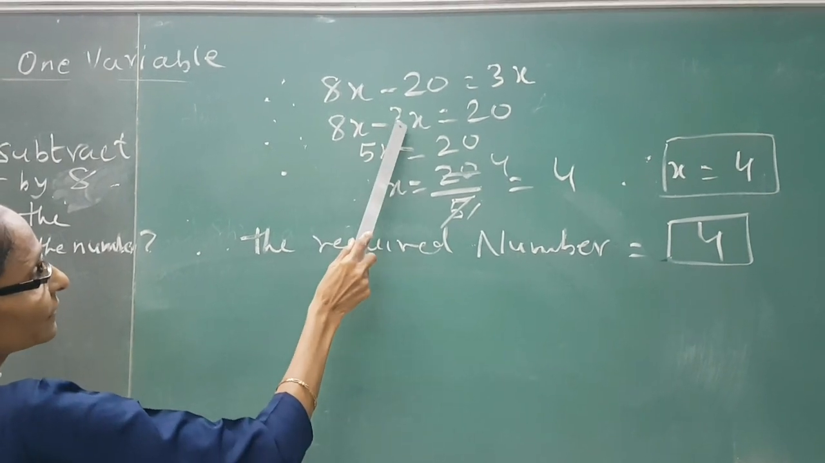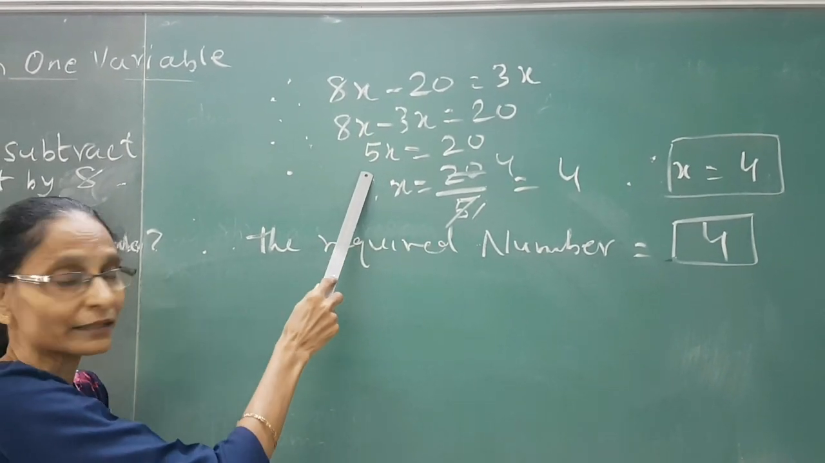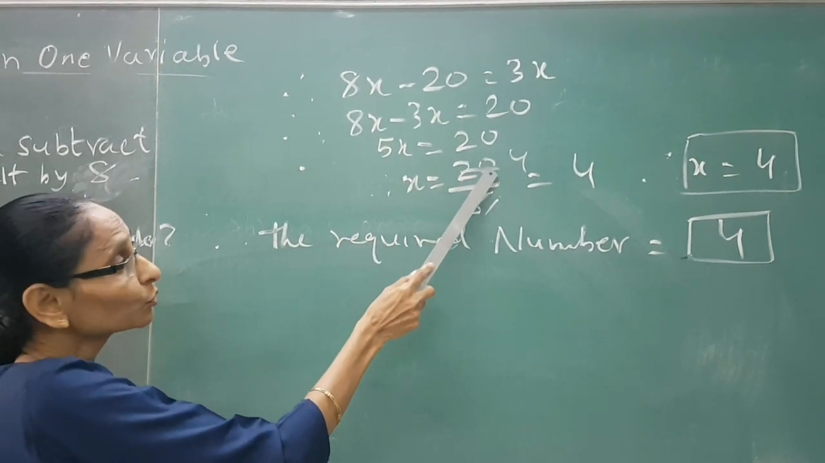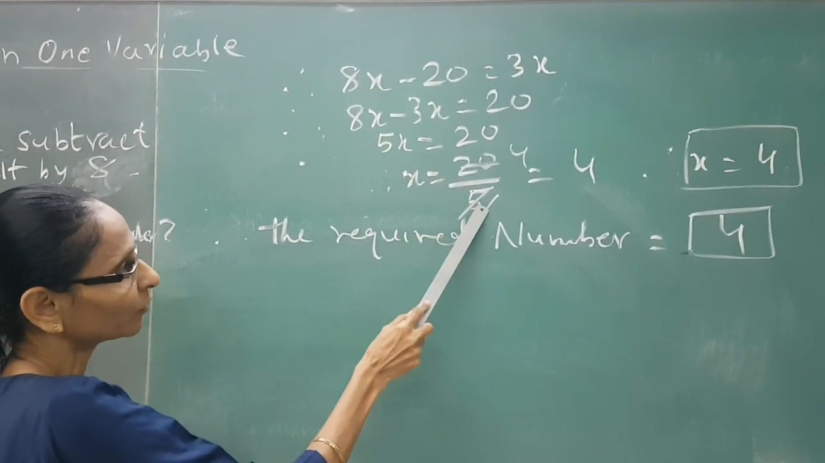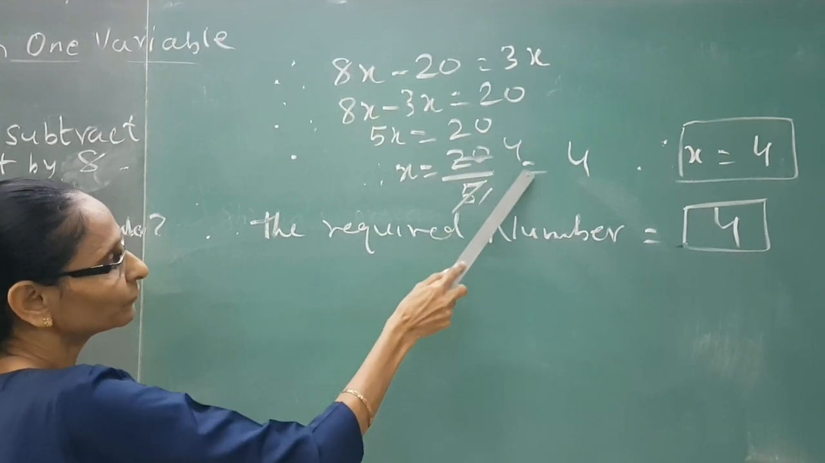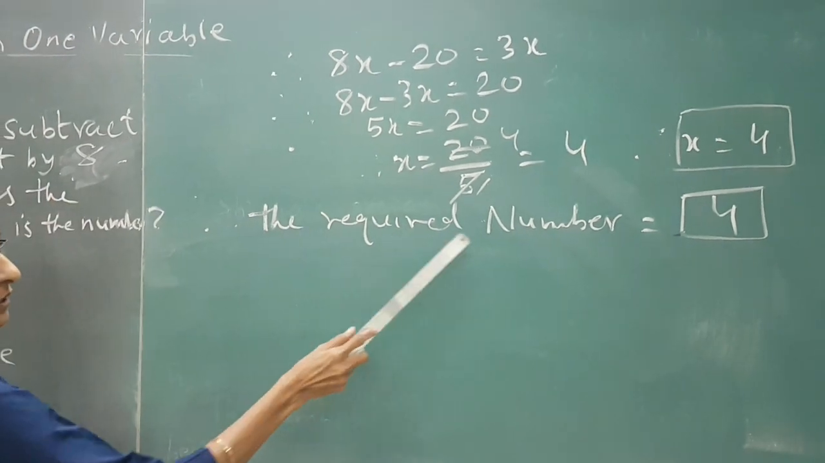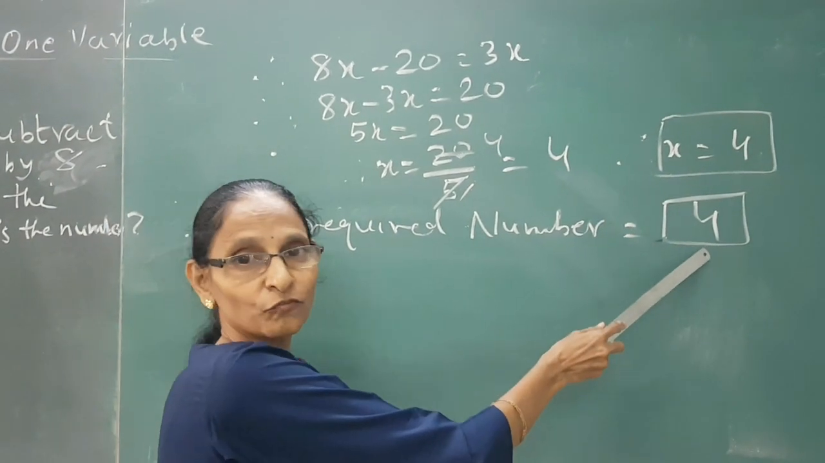Therefore, 8x minus 3x will be 5x is equal to 20. Therefore, x is equal to 20 upon 5. This 5 I have got down. 5 ones are 5, 5 fours are 20, so x is equal to 4. Therefore, the value of x is 4. Therefore, the required number is 4.